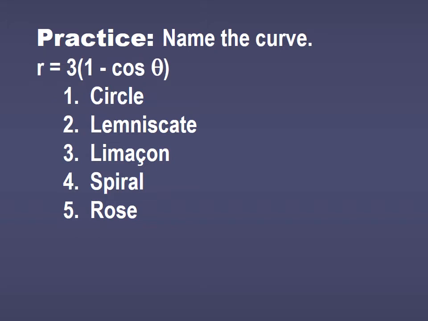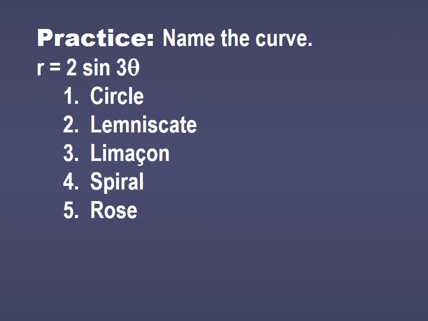r equals 3 times 1 minus cosine theta. It's a limaçon, a cardioid, right? Because your a value is the same. It's cosine, which means it's going to be left and right. It's negative cosine, which means it's going to be going to the left. Your constant is a 3, which means that you have that space of 3 from the origin. r squared equals 5 cosine 2 theta. It's going to be your figure 8, your lemniscate. So your distance from the origin is the square root of 5. r equals negative 2. The circle.